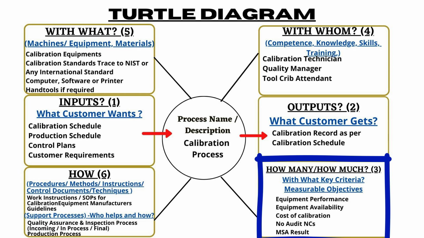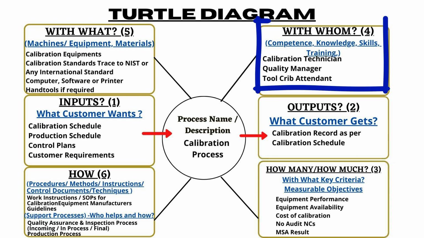I have identified here 4 to 5 performance indicators for the calibration process. The first performance indicator is equipment performance. The second one is equipment availability. The third one is cost of calibration. The fourth one is no audit findings for use of uncalibrated equipment. And the fifth one is MSA results.